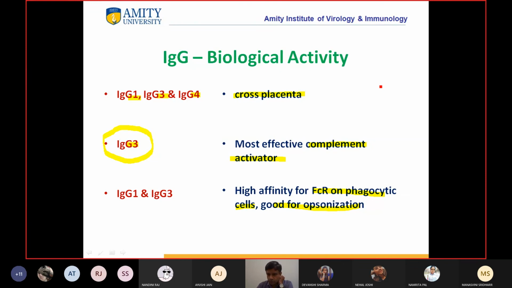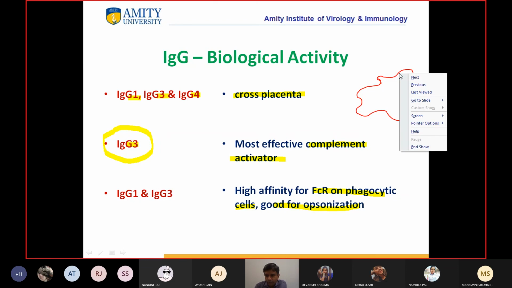Now students, there are phagocytic cells like macrophages, right? So suppose this is your macrophage. Now, what happens? These macrophages have receptors, right? Receptors for antibodies. So let me add a few receptors.